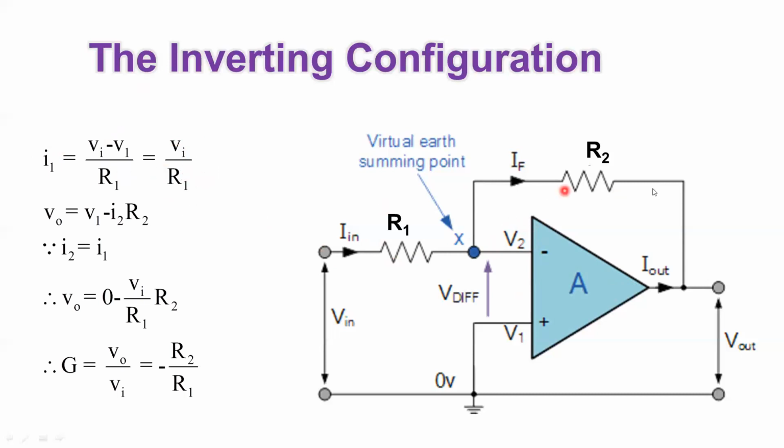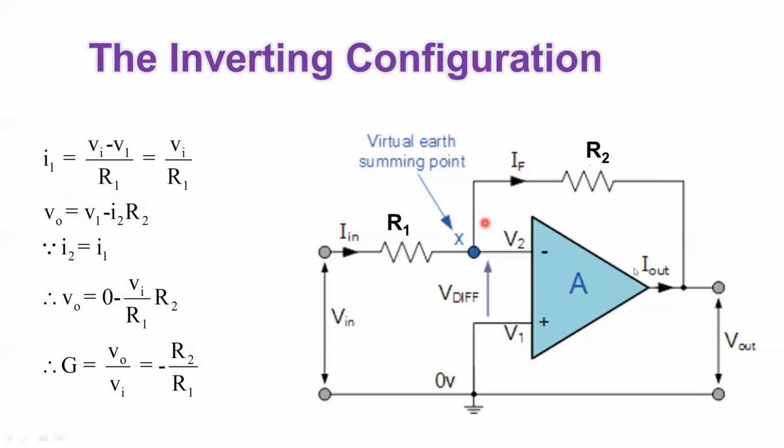What about the second current? The voltage here is equal to this voltage, which is V1 minus I2 times R2. So simply V out equals minus I2 times R2, because this V1 is equal to 0.